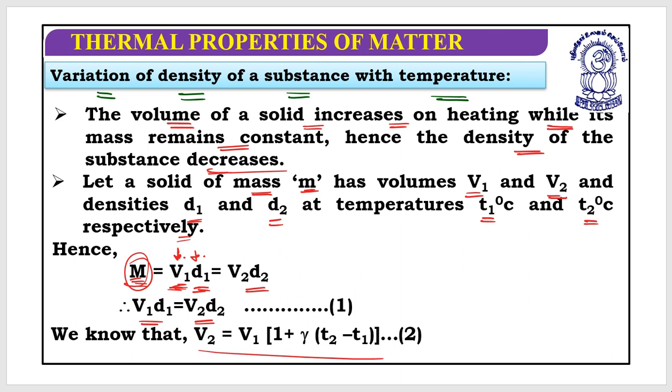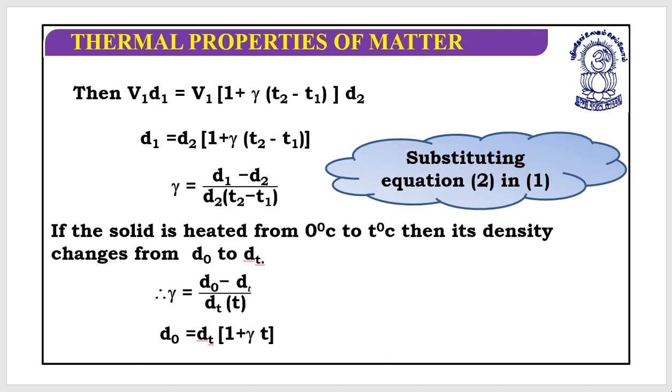Now from this I know that V2 equals V1 into bracket 1 plus gamma into T2 minus T1. When this is the situation, let's put in the value. V1 D1 equals V1 into bracket 1 plus gamma into bracket T2 minus T1, into D2. From this V1 could be cancelled out, and D1 equals D2 into bracket 1 plus gamma into bracket T2 minus T1. I hope this is clear. This could be written as gamma equals D1 minus D2 upon D2 into bracket T2 minus T1.